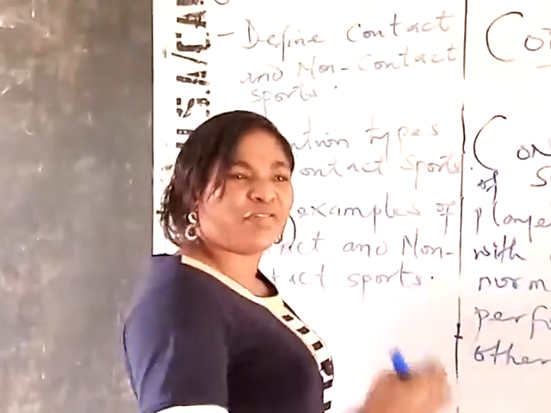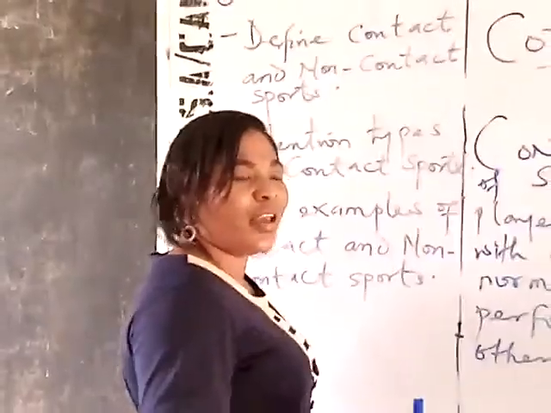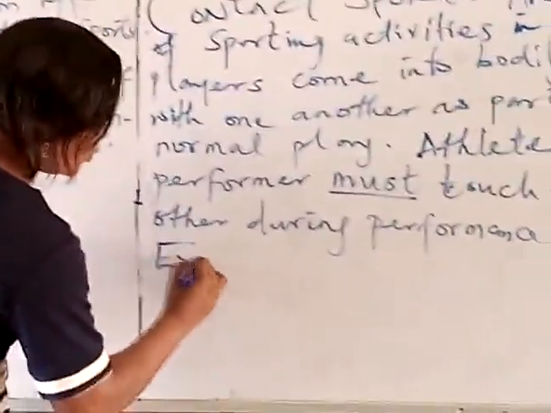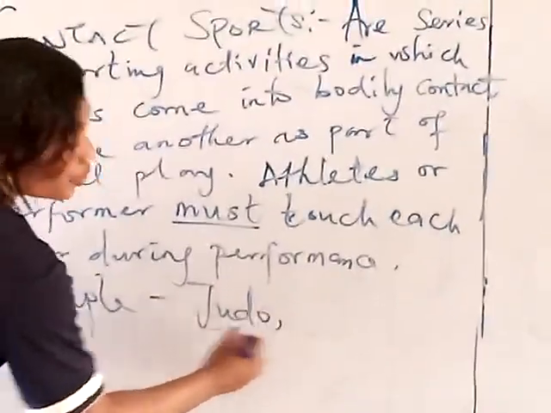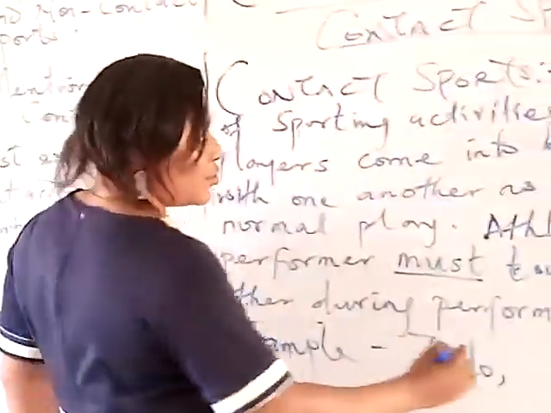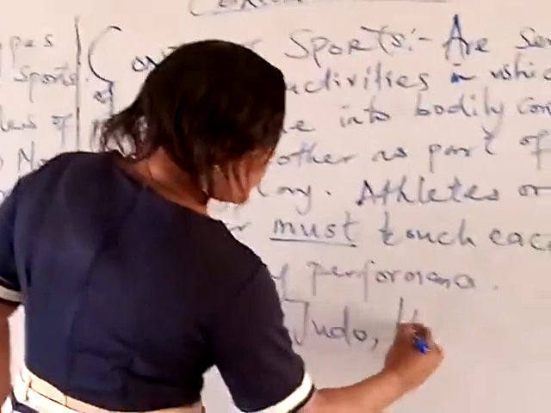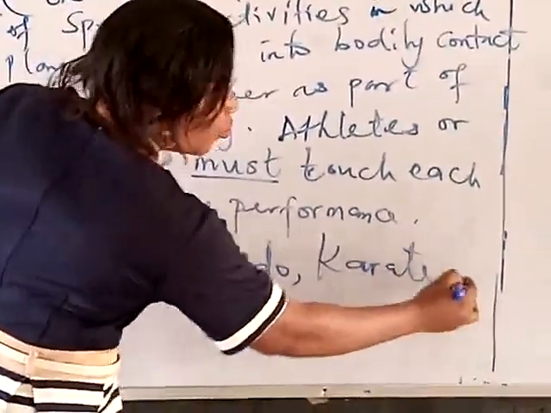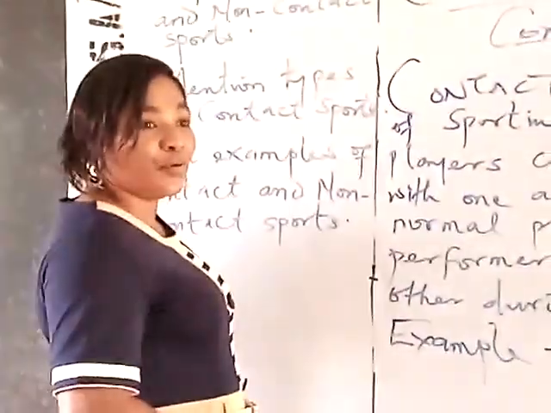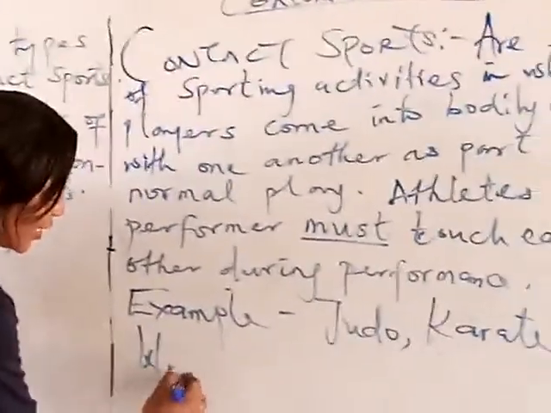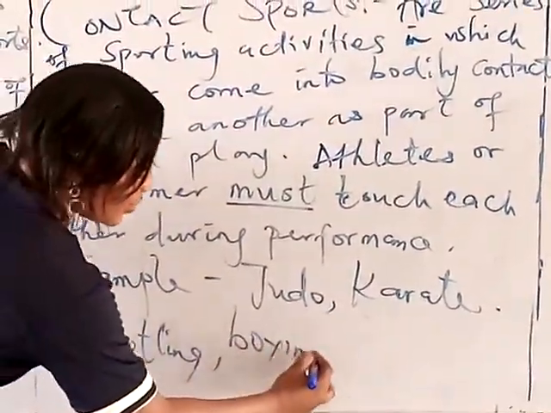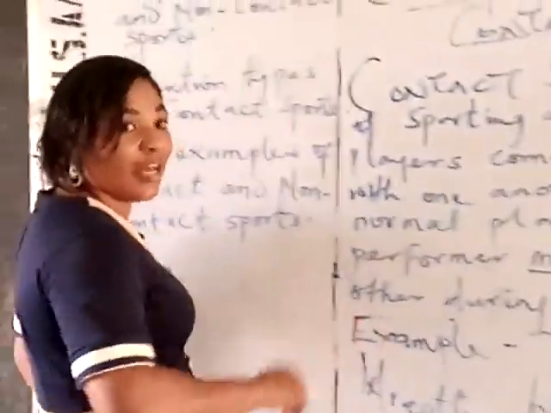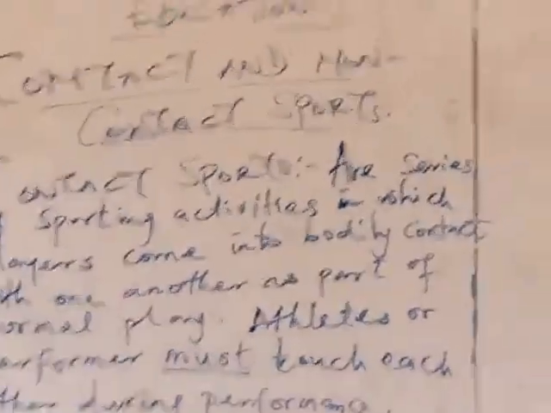What are the examples of this that we are actually talking about? A very good example, we have judo. Judo is a very good example of contact sport. What about karate? Wow, that is another example. We have wrestling and we have boxing. Because of our time, let me stop there and let me explain further on it.